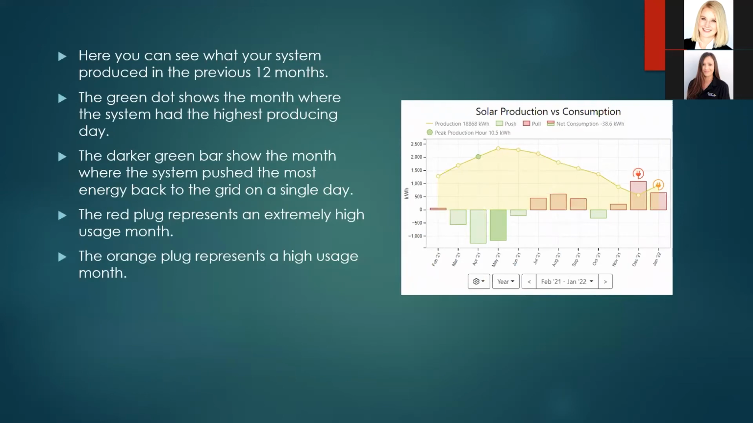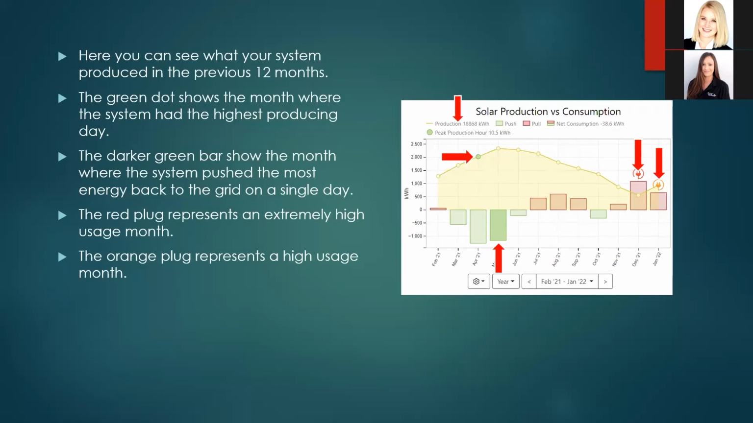Here you can see what the system produced in the previous 12 months. For this system, it produced 18,868 kilowatt hours. The green dot on here shows the month where the system had the highest producing day. The darker green bar shows the month where the system pushed the most energy back to the grid on a single day.